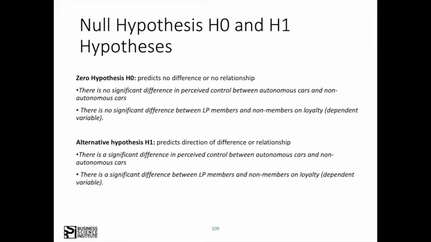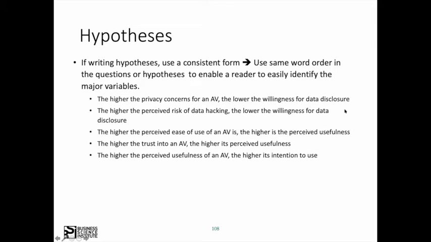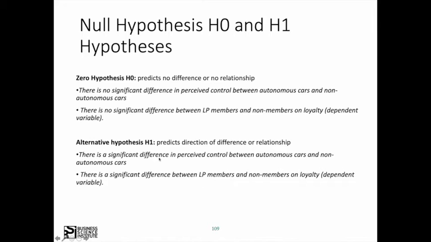This brings me to the zero and alternative hypothesis. The zero hypothesis is that there's no relationship, no difference, whereas the alternative hypothesis predicts a difference or a relationship. By formulating the alternative hypothesis, you are already saying that actually there is a significant difference in the relationship between the different concepts.